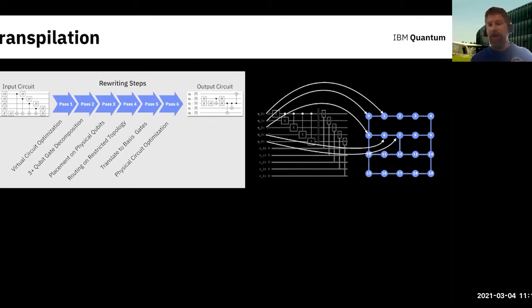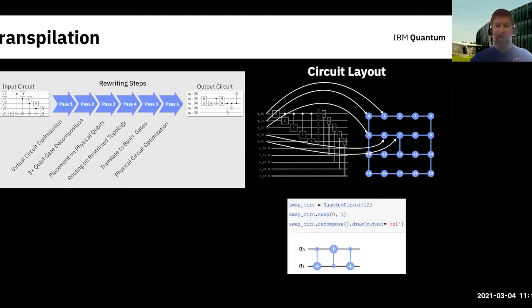Then you can look at the error rates on these circuits. We try and make the device as good as possible, but you're going to have some variances in the coherence times and the 2-qubit gates on these systems. So you can perform further optimizations and try to figure out how to best map a circuit.